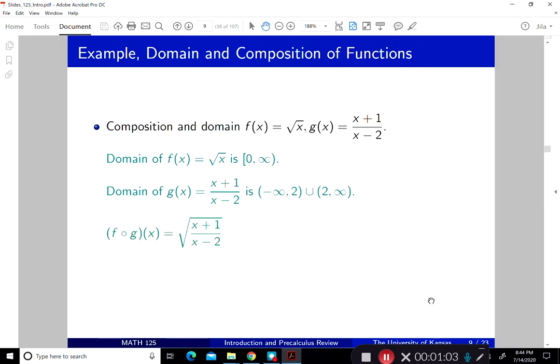Now, let's talk about decomposition f of g of x. So the inside function is g of x, and then outside function is the square root. What about g of f of x? This time, the inside function is square root, and the outside function is g of x.